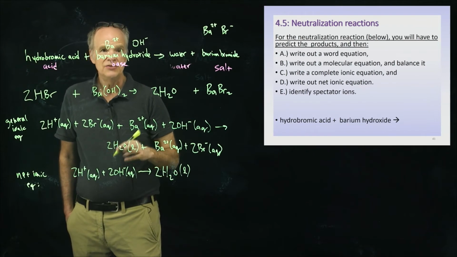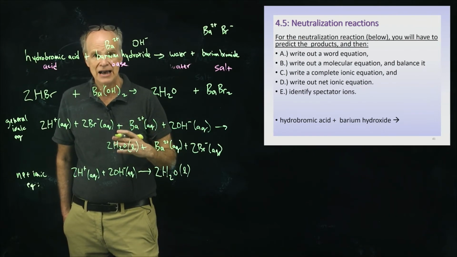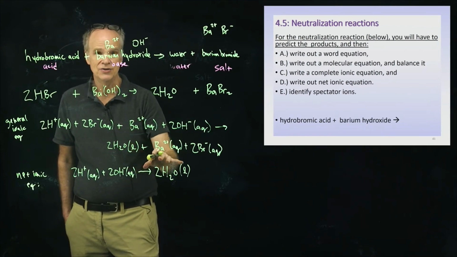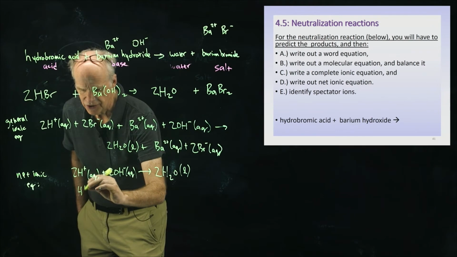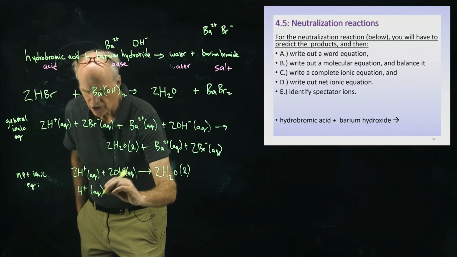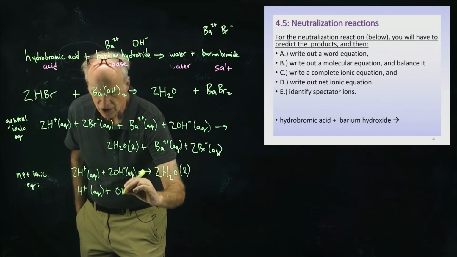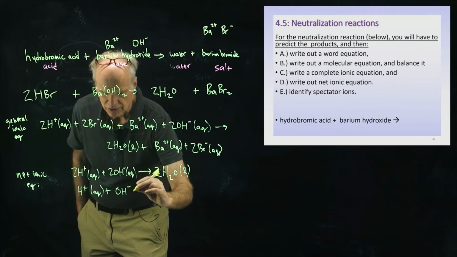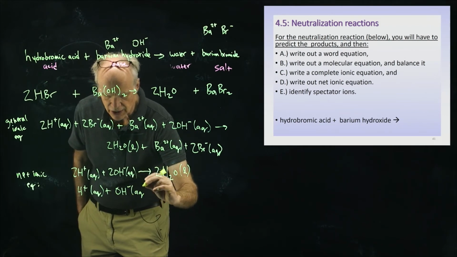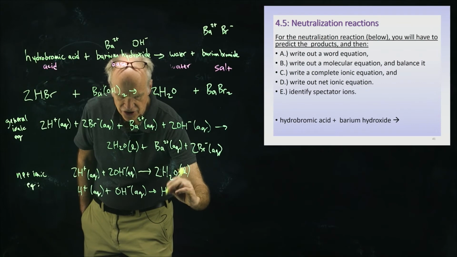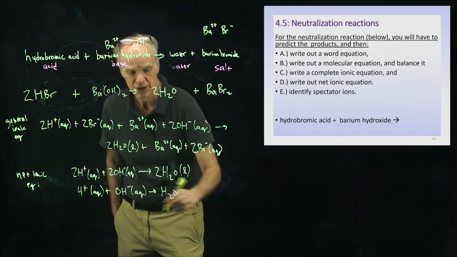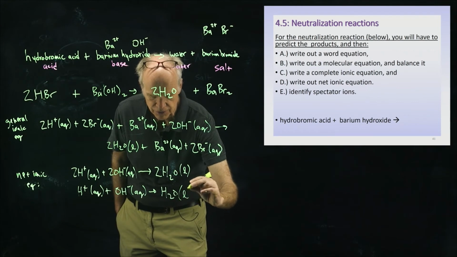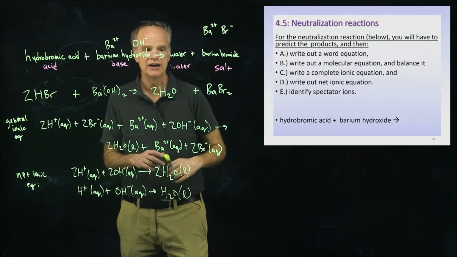It could be that on a homework problem they're going to ask you to rewrite this equation so that the coefficients are reduced to the smallest numbers. If you really want to do that, since all of these ions and molecules have a 2 in front, they will divide out. And so you could write out the same equation, but just with one of each ion forming one water molecule, and this would be a correct answer as well. So that's the net ionic equation.